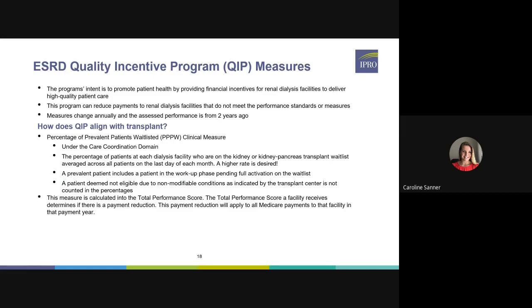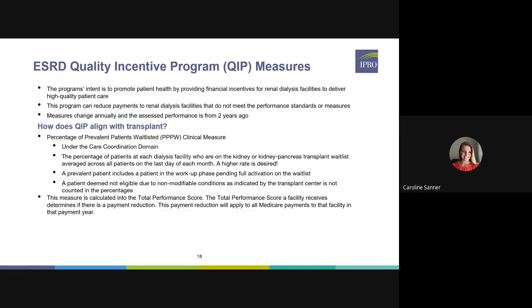There are two points I want to make about QIP and how it affects transplant. A prevalent patient includes a patient in the workup phase. So you still get credit for patients that are in the workup phase pending full activation on the list. The second point is that a patient who is deemed not eligible due to a non-modifiable condition, as indicated by the transplant center, is not counted. So it doesn't harm your facility if the transplant center deemed them not eligible due to non-modifiable medical conditions. That's great for the percentage.